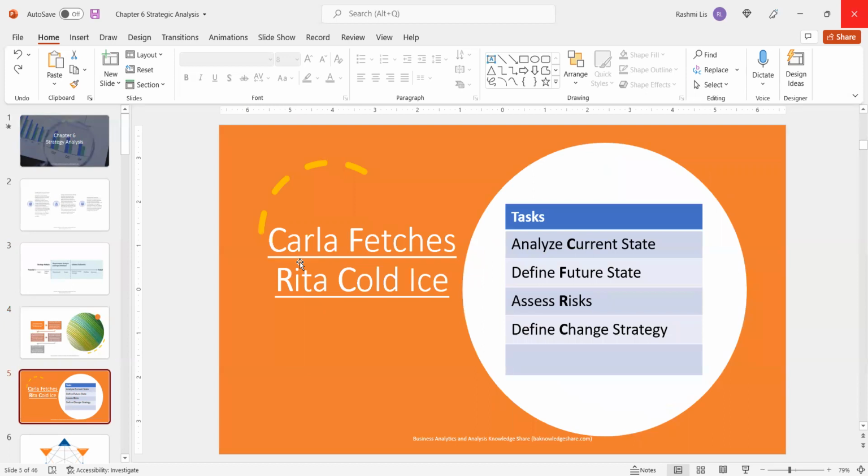The way to kind of understand those four tasks is through the mnemonic Carla fetches Rita cold ice. The C in Carla stands for analyze current state, which is current state. Fetches, the F stands for future state. The R in Rita stands for risks. And the C in cold stands for change strategy. Ice is, there's nothing there for ice. So Carla fetches Rita cold ice is analyze current state, define future state, assess risks, and define change strategy.